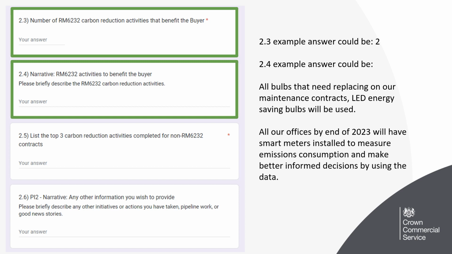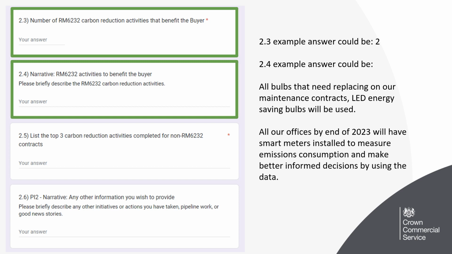Performance Indicator 2 continued. Please note section 2.2, 2.4, 2.5 and 2.6 require a narrative response. As some of the responses required are related to RM6232 contracts, we recognise that some of the responses will be nil return until contracts are awarded. 2.1 and 2.3 require a number response only. 2.3 requires a number of carbon reduction activities that benefit the buyer via the RM6232 framework only. My example shows the answer as 2.